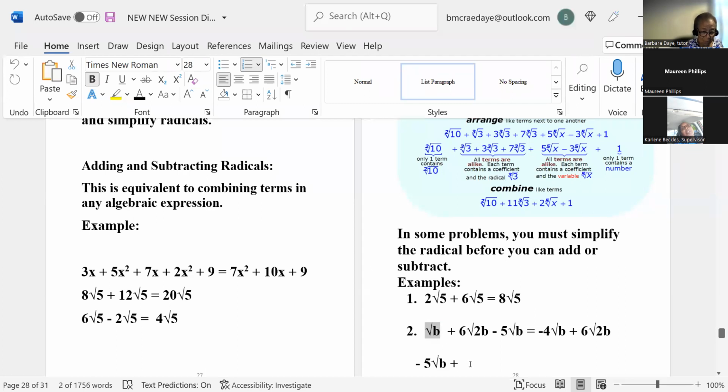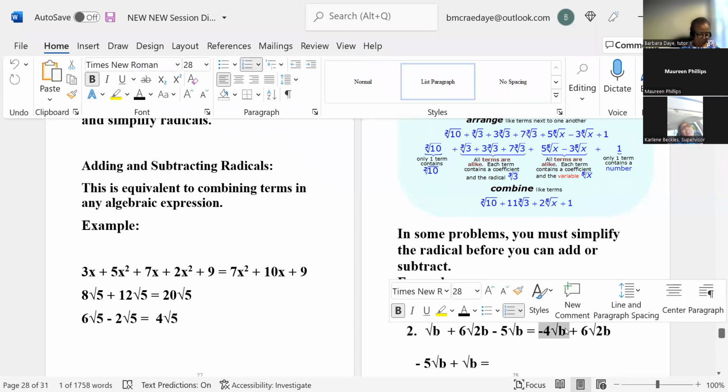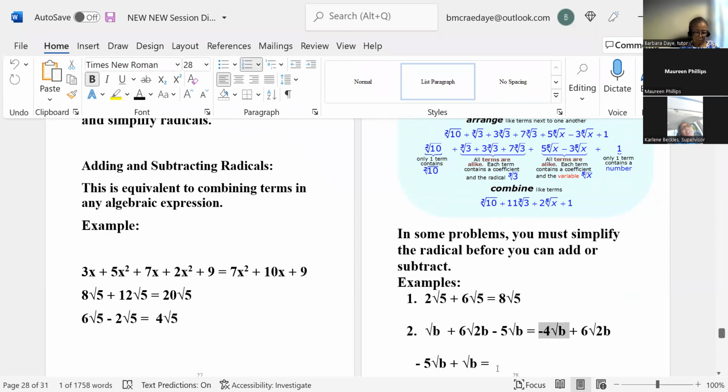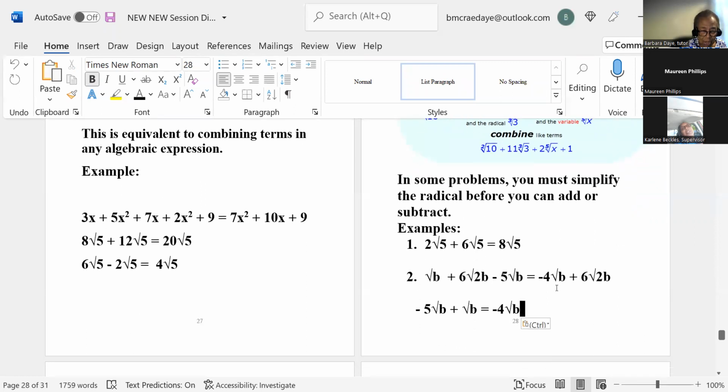Now you're adding this, Maureen. What is that equal to? 6. Oh, signs are different. You subtract. 4. A minus 4. Minus 4. So there's my minus 4 that I got right here, right? So take my minus 4. Is here. Okay. That's how I got my minus 4. And then I just put my 6 times the square root of 2b because I don't have any square root of 2b to combine that with, right? So I just want to show you how we got the minus 4 times the square root of b.